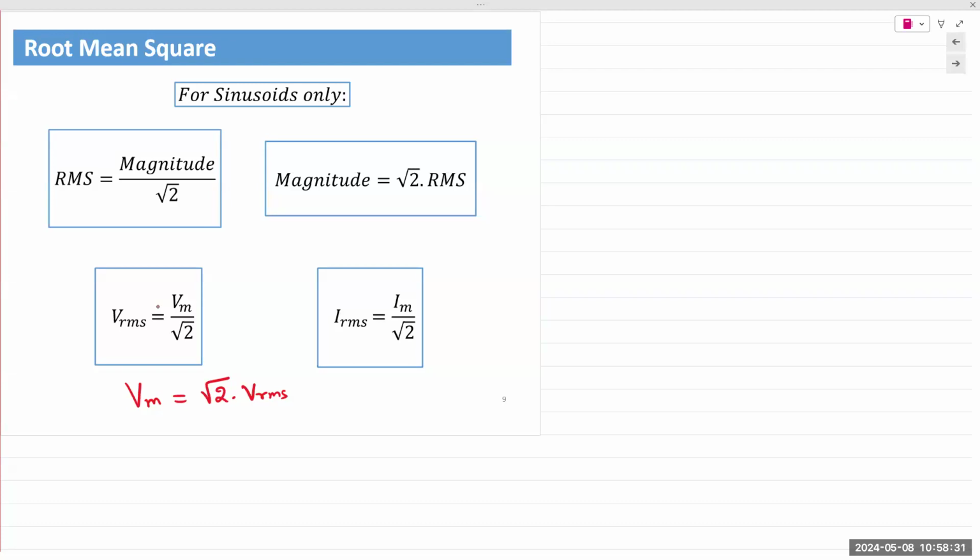And this is true only for sinusoidal waveforms. There is a derivation. I usually don't do the derivation for non-E major classes. So if a student is interested, you can come by my office and I can show it to you. But again, the only thing you need to understand and retain is that the RMS value is the peak value divided by root 2.